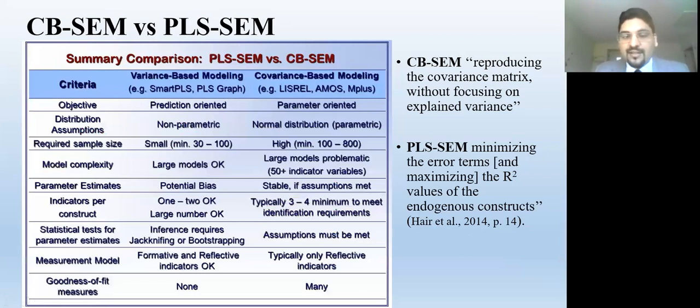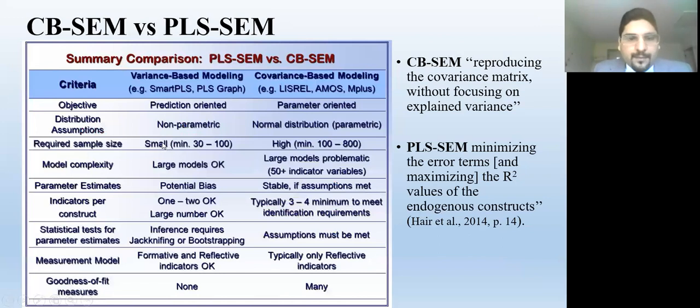So it's a very serious assumption, or let's say problem for us to rely on the result of CB-SEM, which requires a normal distribution of our data. But PLS-SEM helps us to do analysis with non-parametric data or non-normal data.